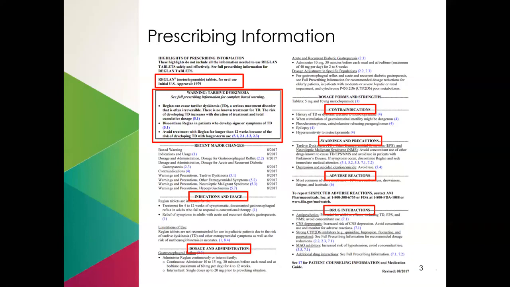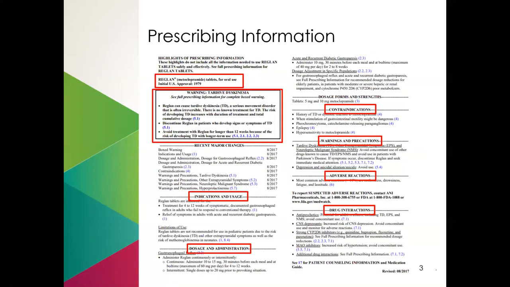This is the very first page. It's like kind of a summary of the most important information in the prescribing information. This is for the brand name Reglan or metoclopramide. And so these sections are probably what you're going to be looking up the most. That's why they're right up front and summarized.